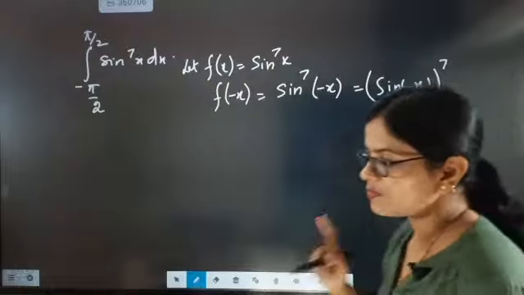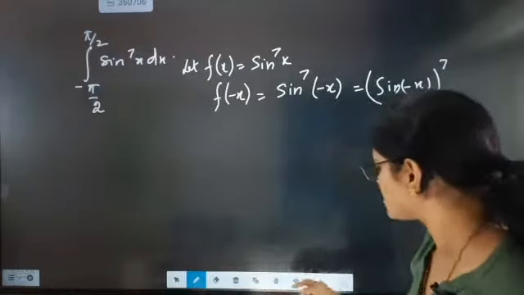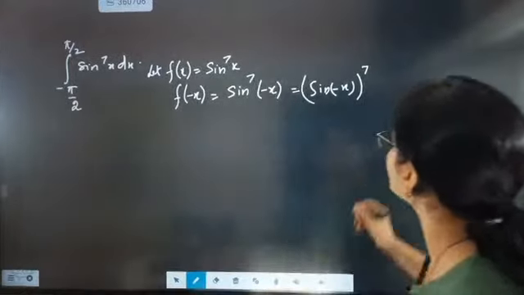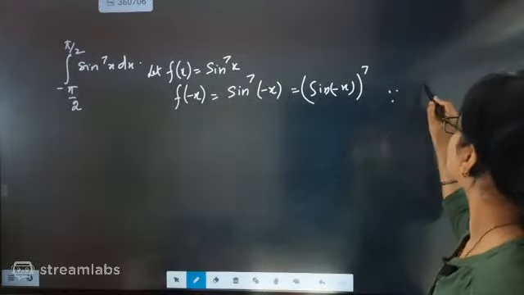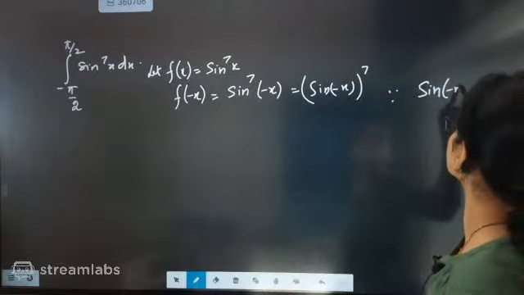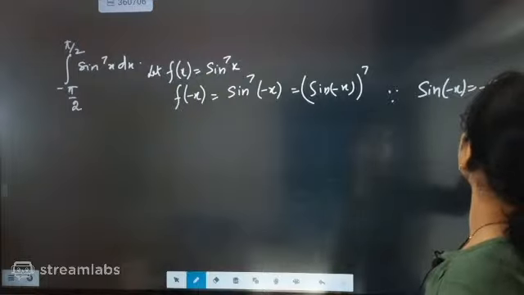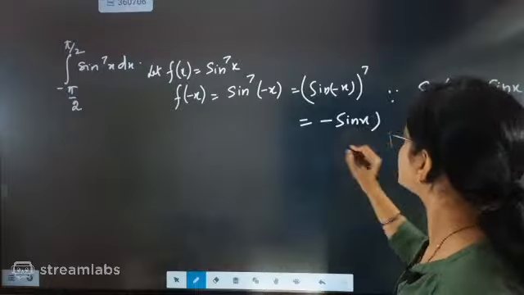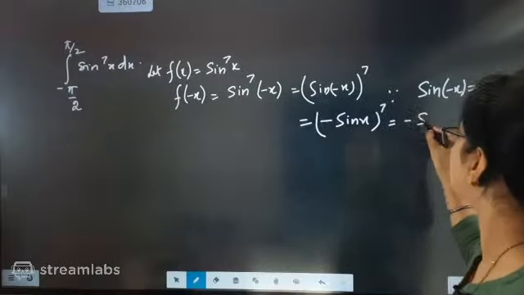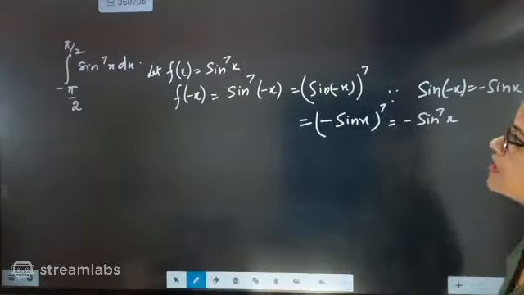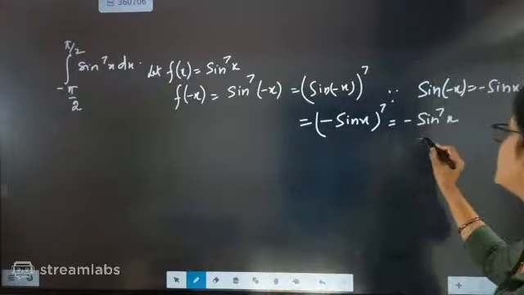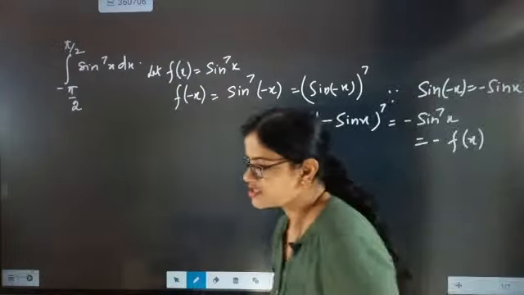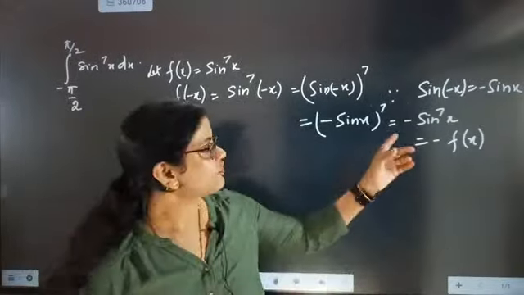Okay, now we know one property. The answer is coming as 0, absolutely, super. So one property we are knowing is that since sine of minus x is minus sine x, this part will become minus sine x to the power 7. So it is going to give you minus sine 7x. Now it is going to be an odd function, which is exactly nothing but minus of f of x.